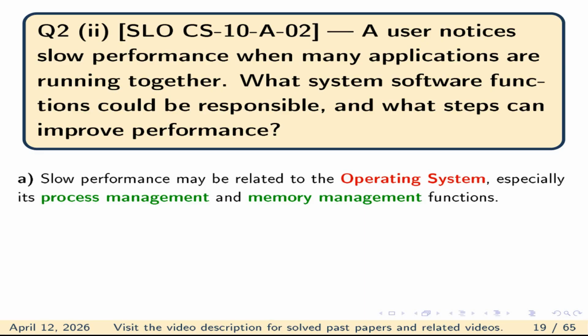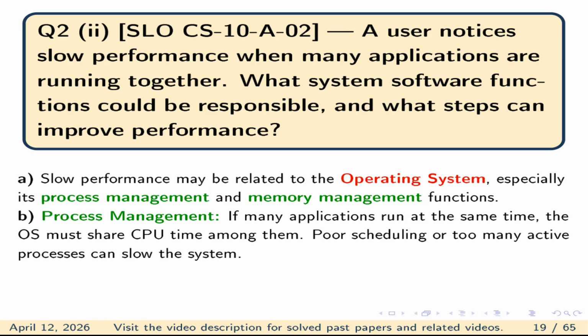Question 2. A user notices slow performance when many applications are running together. What system software functions could be responsible and what steps can improve performance? Slow performance may be related to the operating system, especially its process management and memory management functions. B. Process management. If many applications run at the same time, the operating system must share CPU time among them. Poor scheduling or too many active processes can slow the system.